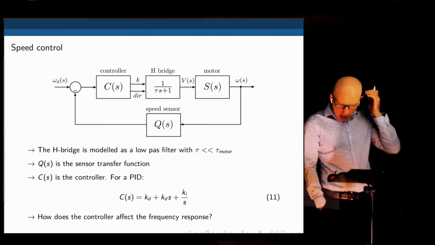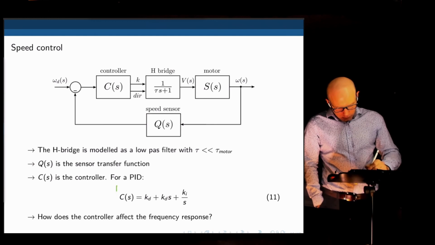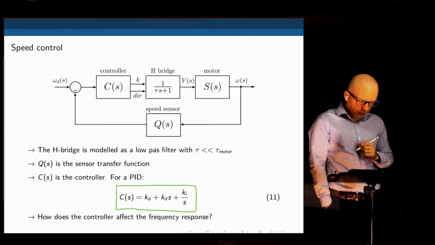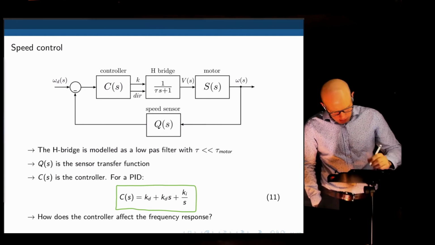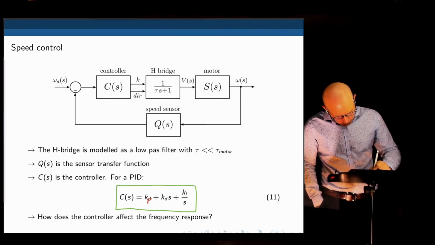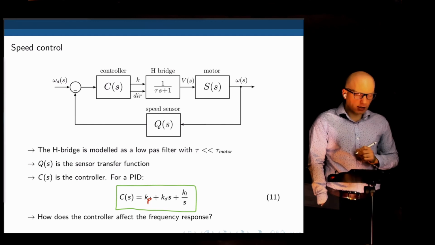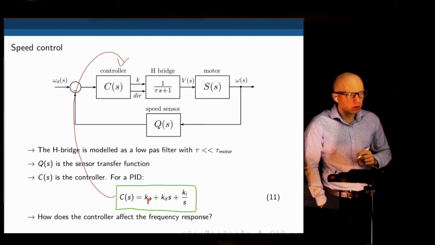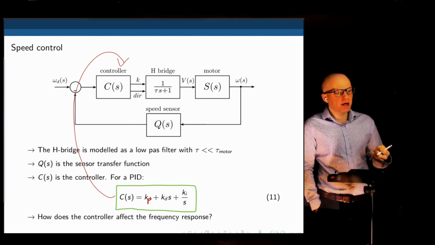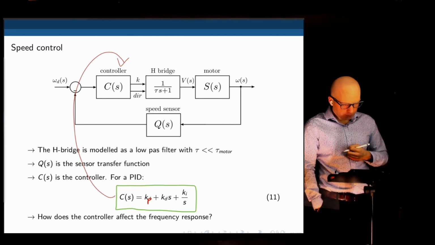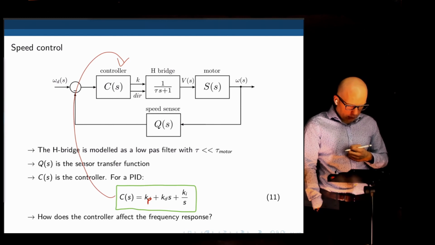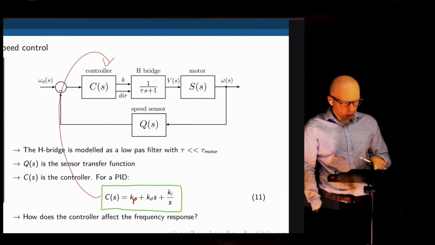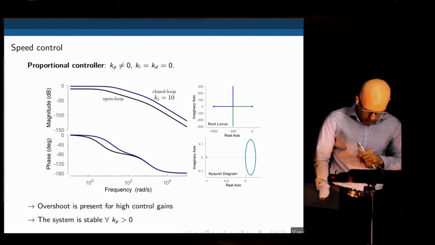If you're using a PID controller, here is the form of our controller: KP, the proportional gain, KD, the derivative gain, and KI, the integral gain. And this now goes in the controller. So now let's see how this will affect the speed transfer function. Now we go from an open loop to a closed loop transfer function. Here is what we get.